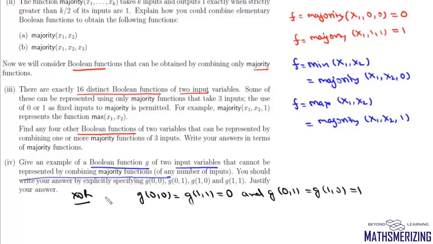Now this function cannot be represented using a majority function, because if we look at G01, it is 1, and if we add 1 to it, then the output should increase, not decrease, but G11 in this case is 0. Such functions cannot be represented by majority functions.